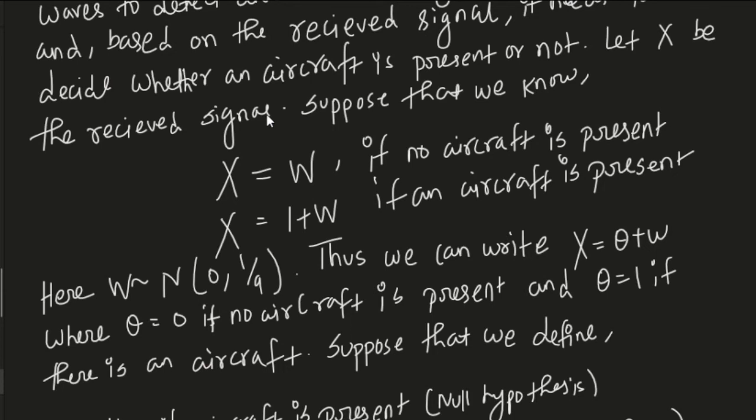Here W is a normal random variable with mean 0 and variance 1 upon 9. So that's the probability distribution of W. W takes values with probabilities according to a normal distribution with mean 0 and variance 1 by 9. Thus, we can write X equals theta plus W. We're just trying to introduce a parameter, and you would notice that if theta is 0, then X is basically W, which means there is no aircraft present, and if theta is 1, it means there is an aircraft present, and we can write X is 1 plus W.